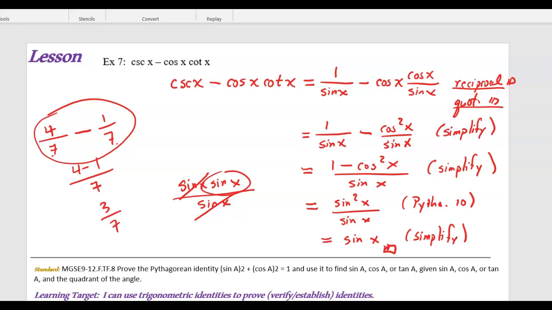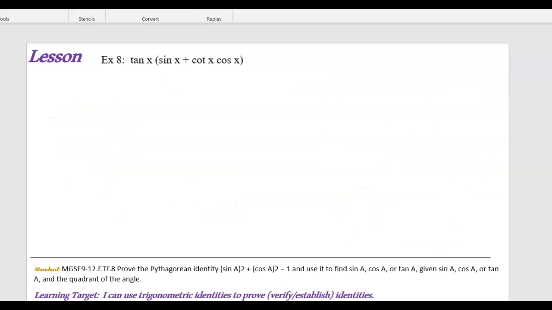Done. End of proof. So we took cosecant of x minus cosine of x times cotangent of x, and we manipulated until we simplified it all the way. All right, let's look at one last example.